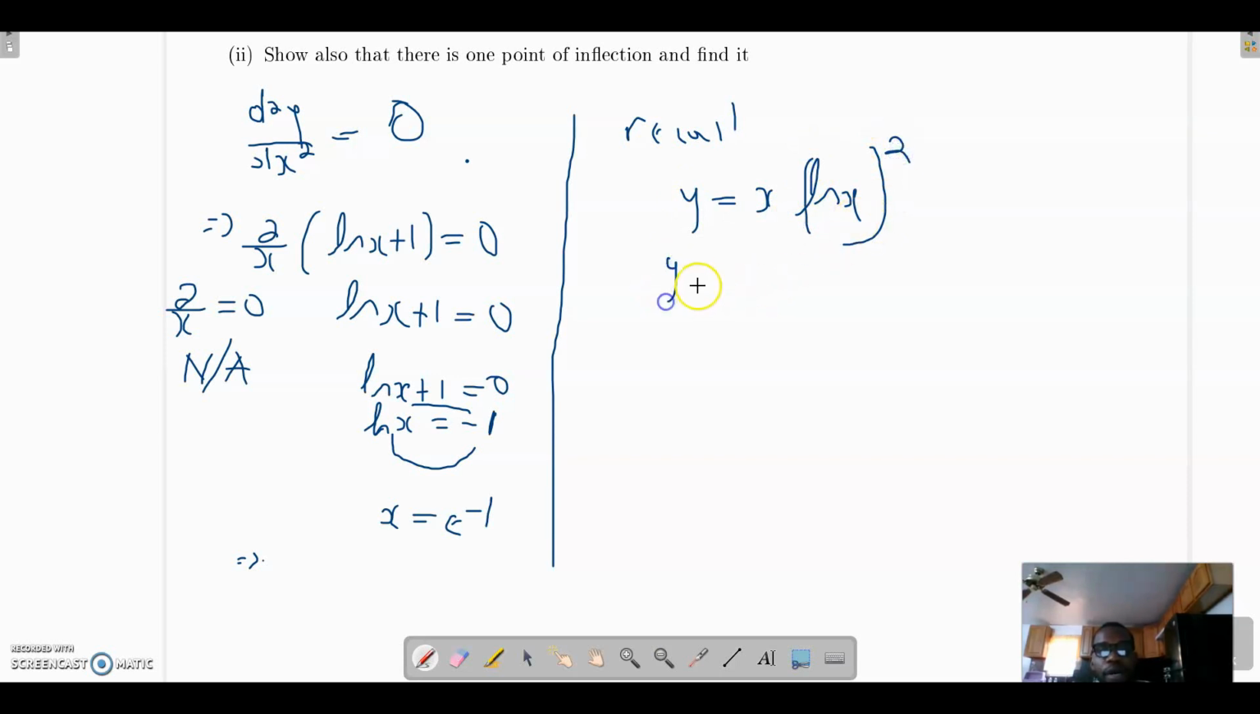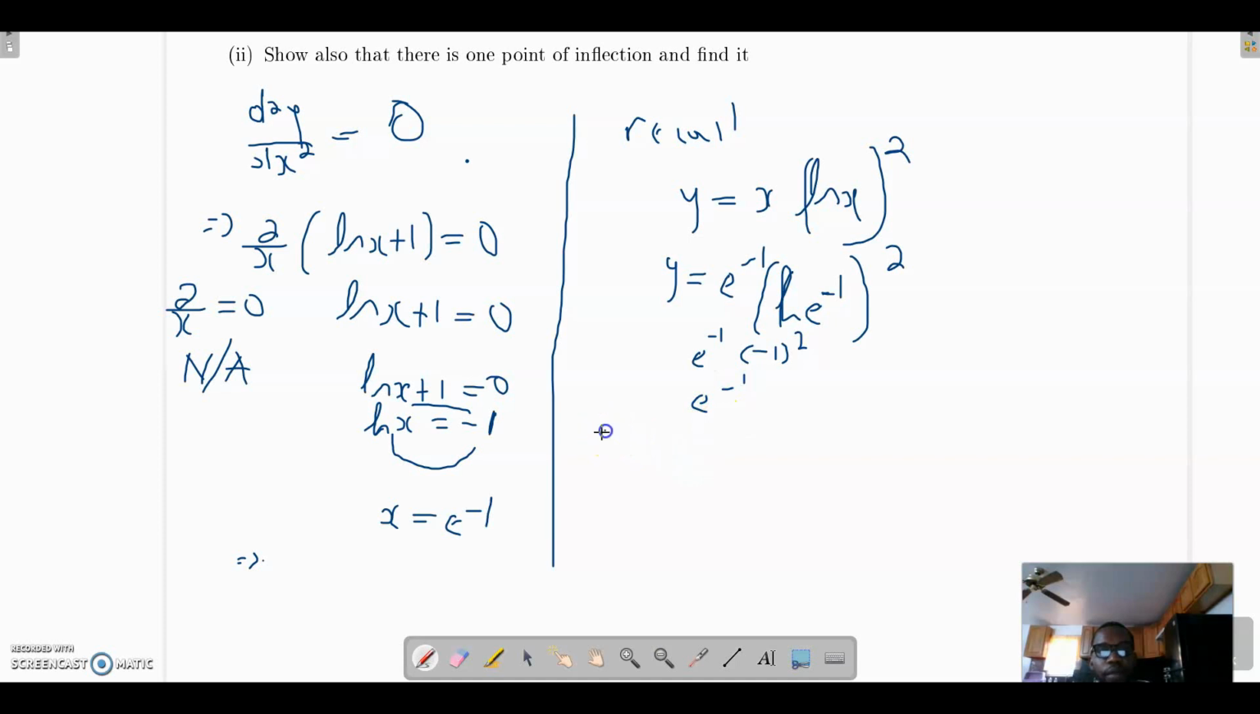So you're going to have y is equal to e to the minus 1 into, well, let me open the bracket, ln e to the minus 1, all squared. But what do we know about ln e? ln e is 1, so you're going to have e to the minus 1 times negative 1 squared. Negative 1 squared is 1, so you have e to the minus 1.